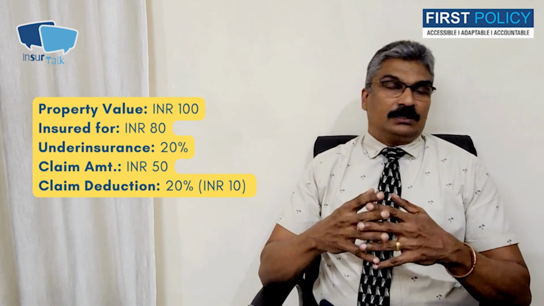Now, the insurer would then pay rupees 40 only, and the insured would have to bear that rupees 10. So, the insured becomes his own insurer for 20% of the loss. This is the concept of underinsurance.